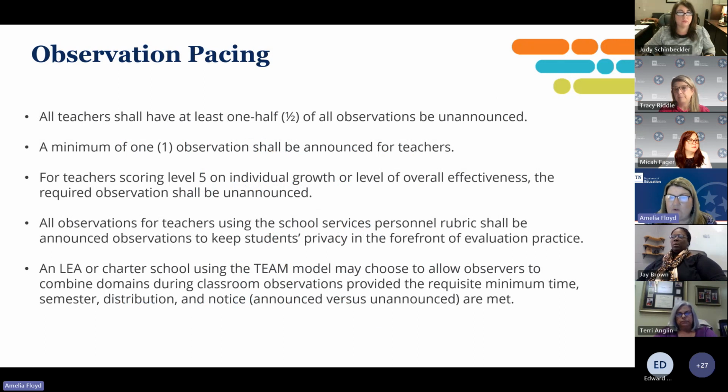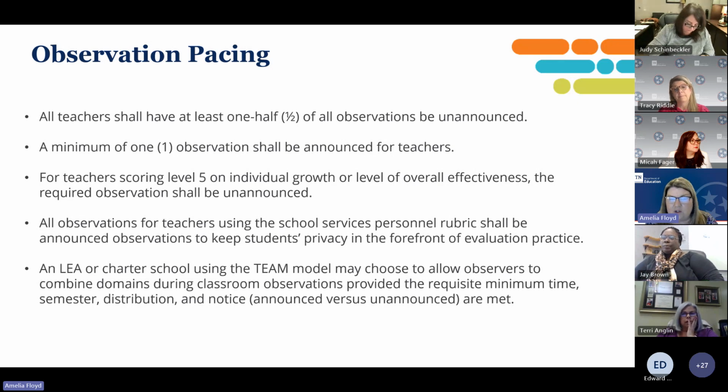All teachers should have at least 1/2 of all observations be unannounced. So half of their observations have to be unannounced, and at a minimum 1 observation must be announced. For teachers scoring a level 5 on individual growth or level of effectiveness, their required observation should be unannounced, because state board policy requires that half are unannounced. They only have 1, so that 1 should be an unannounced observation.